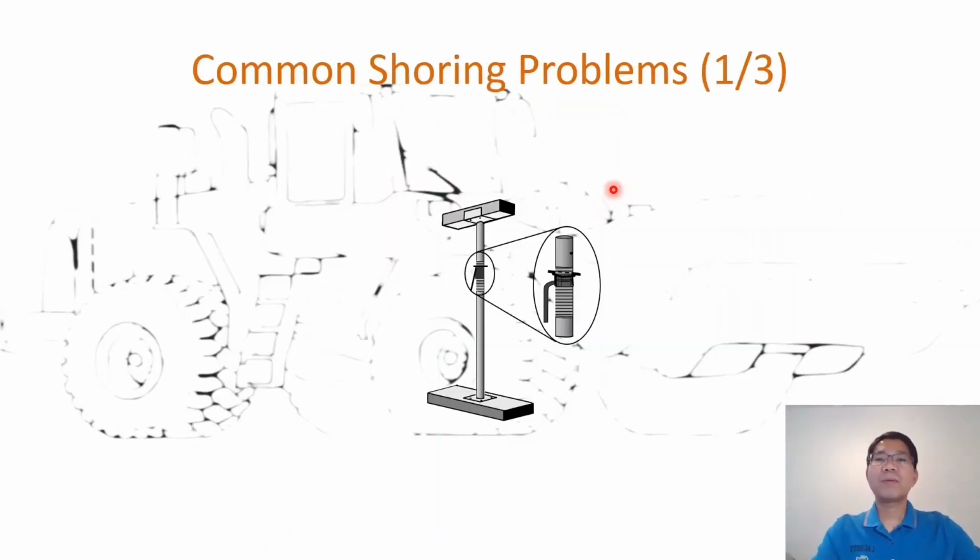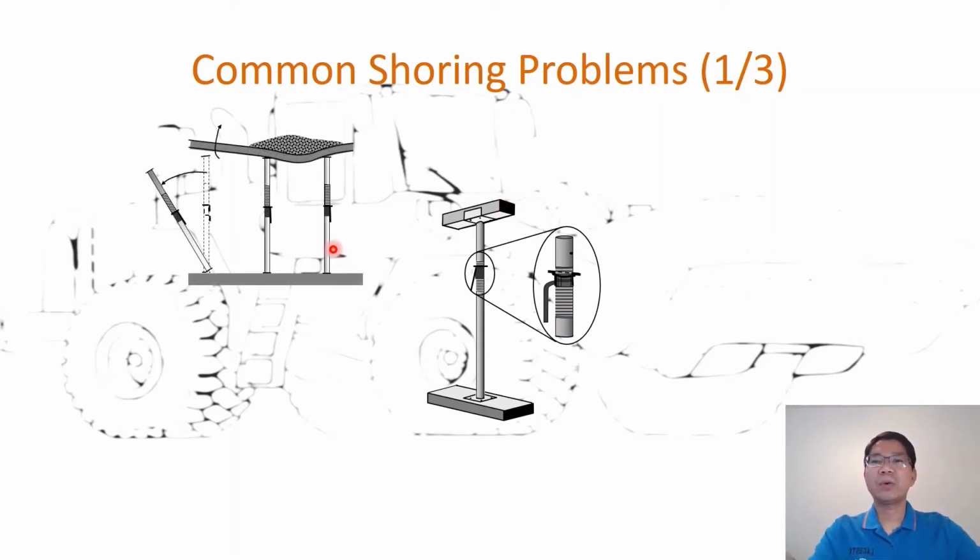So, common shoring problems. The first one, as you can see here, is the adjustment, because the height is very important. If we do not adjust correctly, then the height from the floor to the ceiling will not be as intended by the designer. And with that, what happens if it is not adjusted accordingly?